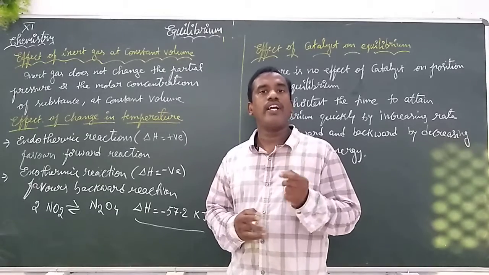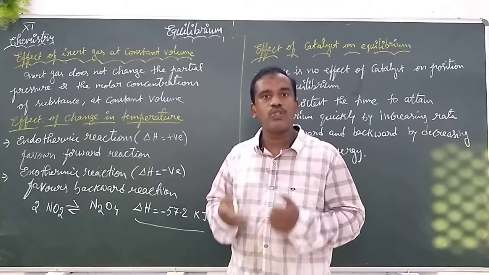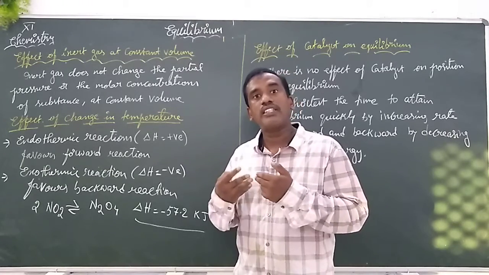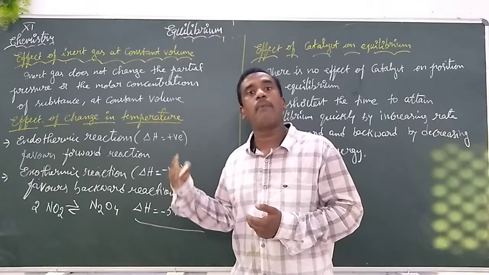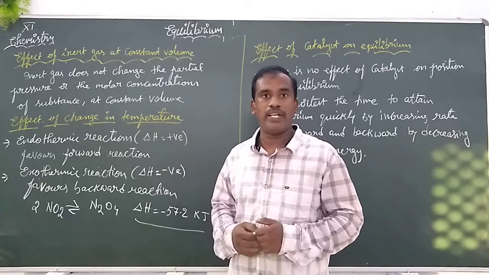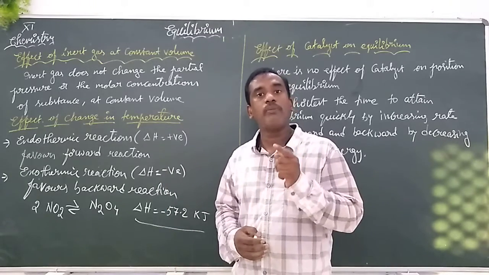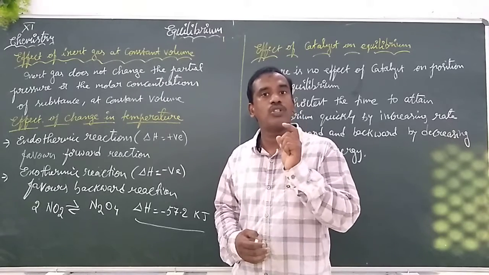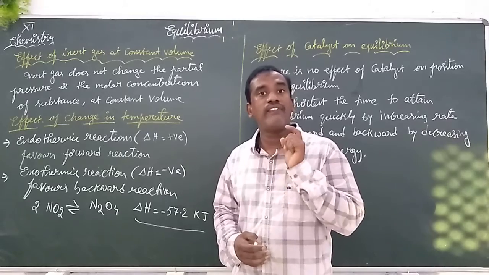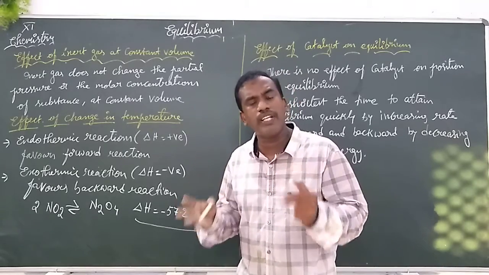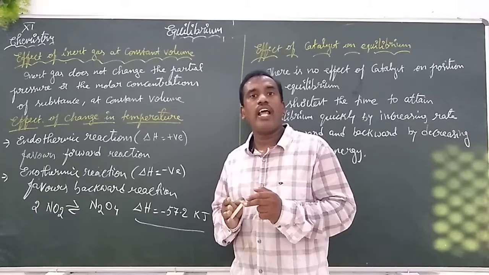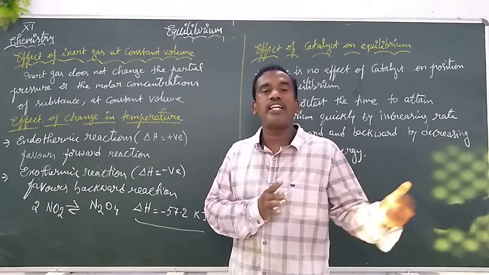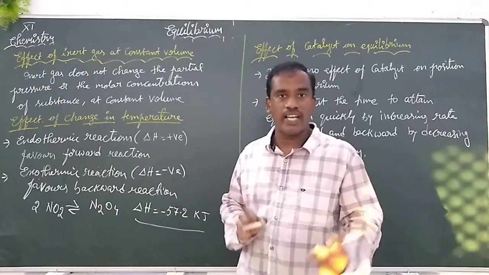Now generally for endothermic reactions, they want heat. So if we increase the temperature, the reaction will move towards the product's direction. Once again I am repeating, for the endothermic reactions, with increase in temperature, the reaction will move towards the product's direction. And for exothermic reactions, already heat is being released. So what will happen if we increase the temperature? They will reverse the reaction, means from product side it will come back to the reactant side.